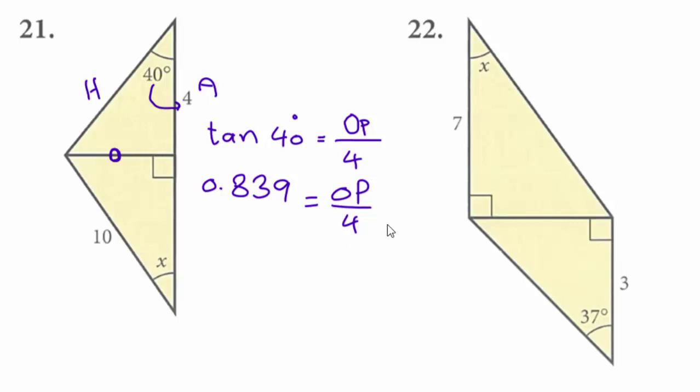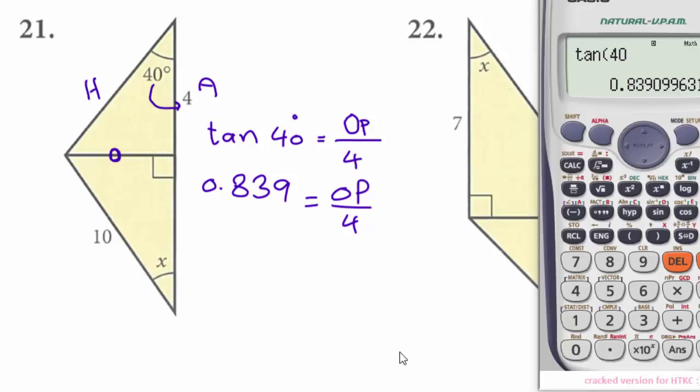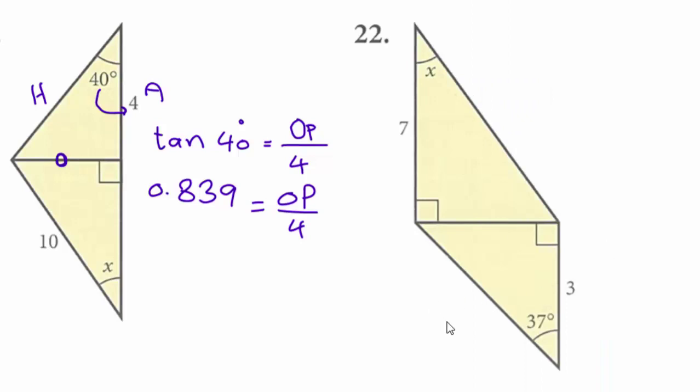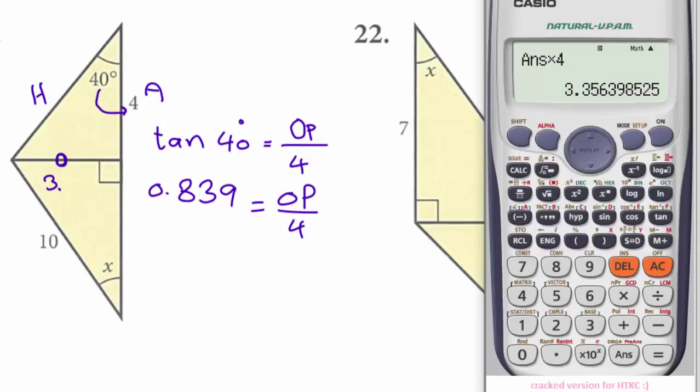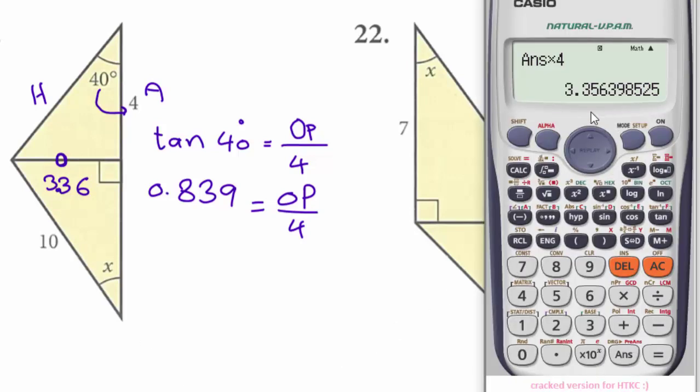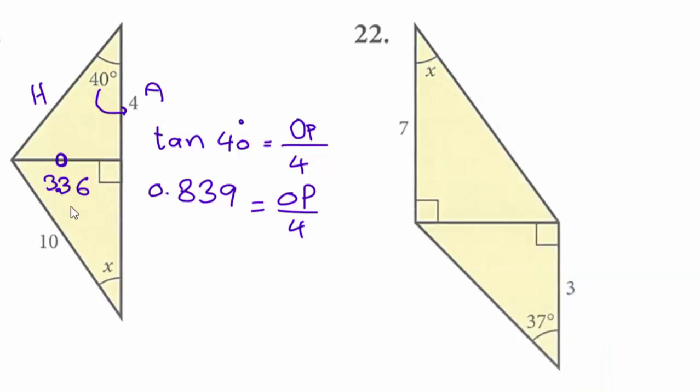Now, how can we get rid of this 4? Multiply both sides by 4. It means this answer totally should be multiplied by 4. That gives the length 3.36. The opposite O is 3.36 centimeters long. Whenever you see a lot of decimal places, just round it to 1 decimal place or to 2 decimal places, both fine. Now this is 3.36, we got O.